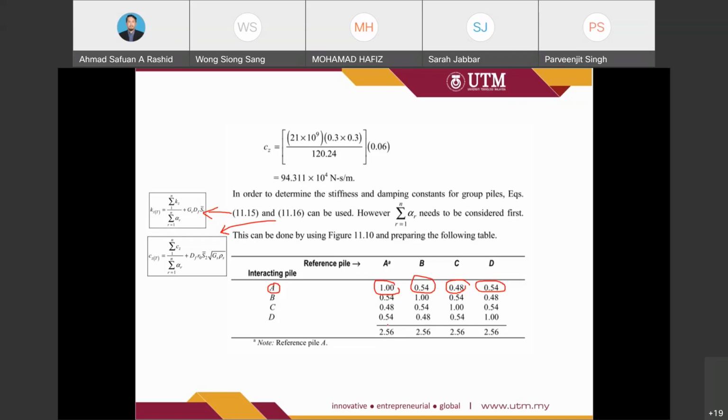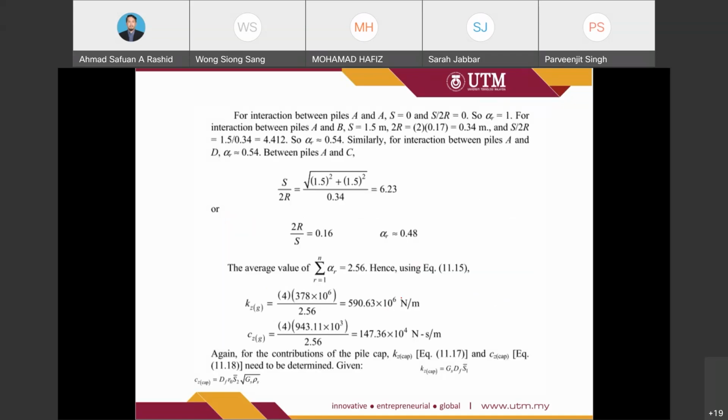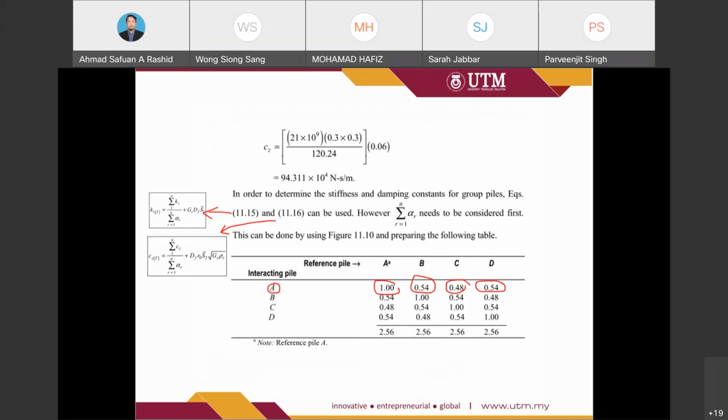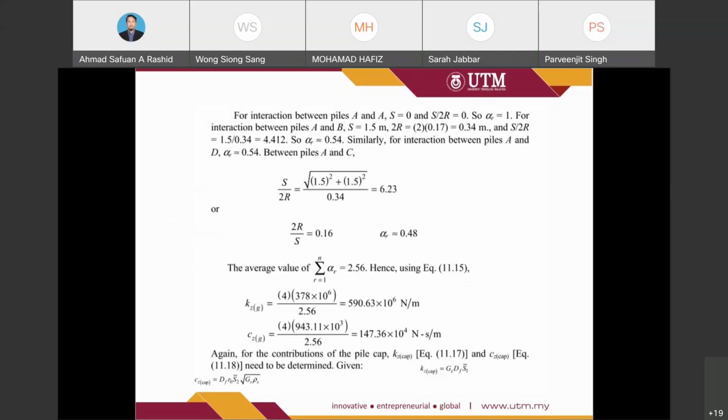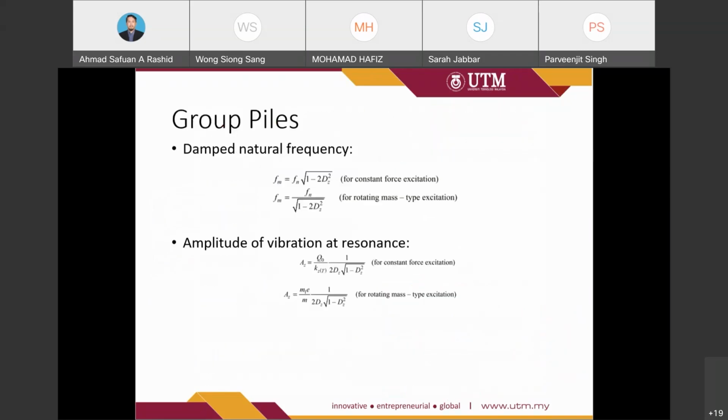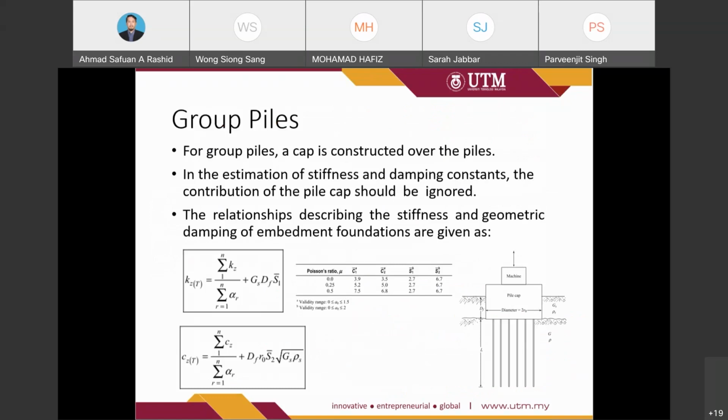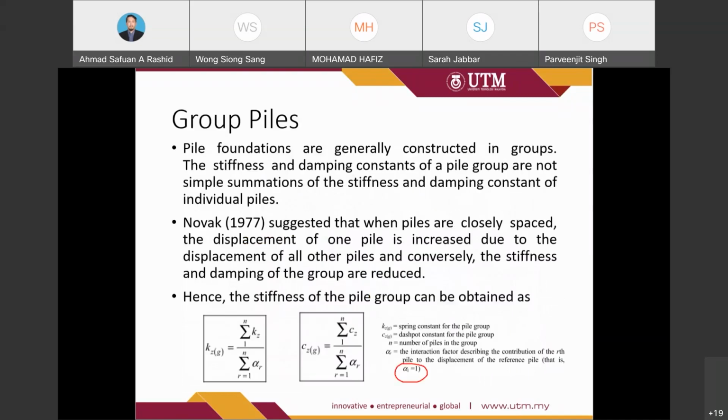So the value will be the same, which is 2.56. So then the value is equal to 2.56. This value, 2.56, will be put in the equation to get the kzg, where the kzg is equal to this. Kzg or kzt, this one, kzg.